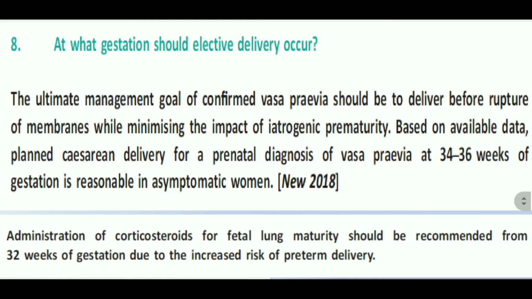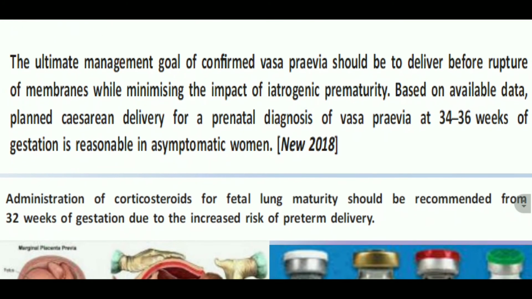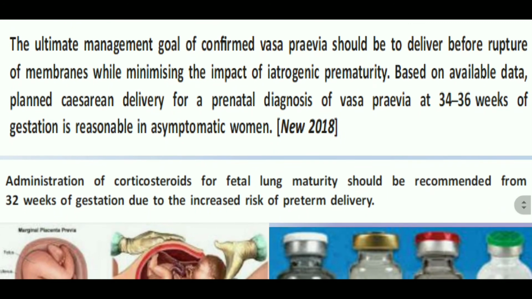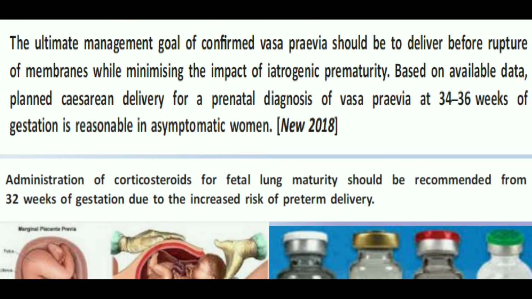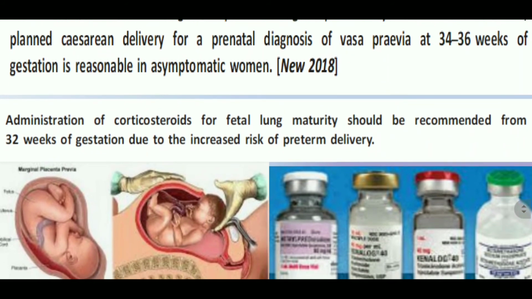Now, at what gestation should elective delivery occur? The ultimate management goal of confirmed Vasa Previa should be to deliver before the rupture of membrane while minimizing the impact of iatrogenic prematurity. Okay, and based on available data, planned cesarean section on prenatal diagnosis of Vasa Previa at 34 to 36 weeks of gestation is reasonable in asymptomatic women.